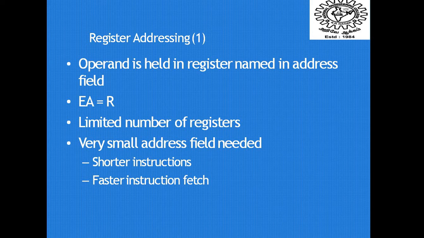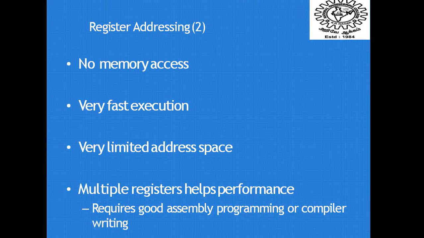So the operand is held in the register name in the register addressing mode. Now we are in register addressing mode. The operand value and everything is given in the register name. It also needs a limited number of registers. A small address field is also needed for faster instruction fetch. So no memory access, fast execution, because the register itself carries the value. But it also has a disadvantage, which is limited address space. We cannot have a larger number of registers because it affects the performance.